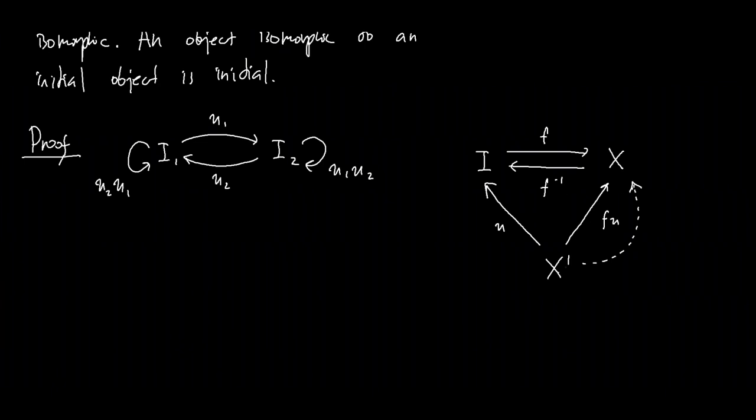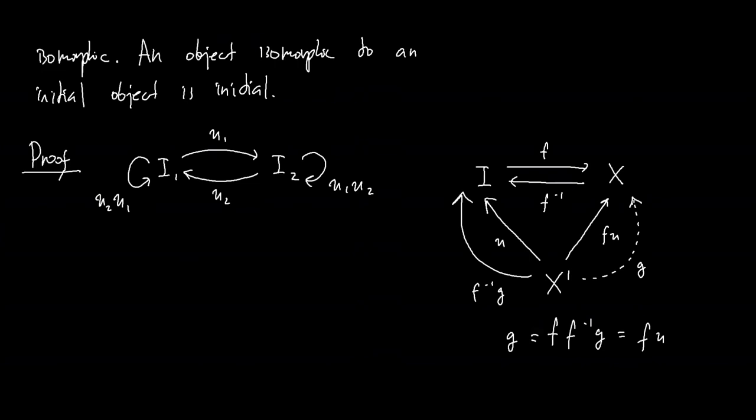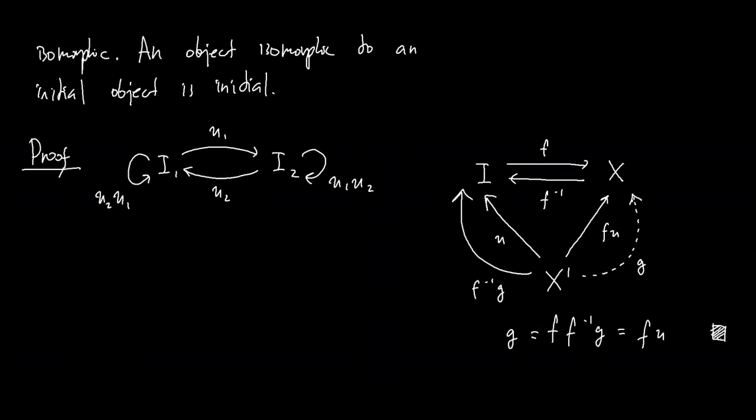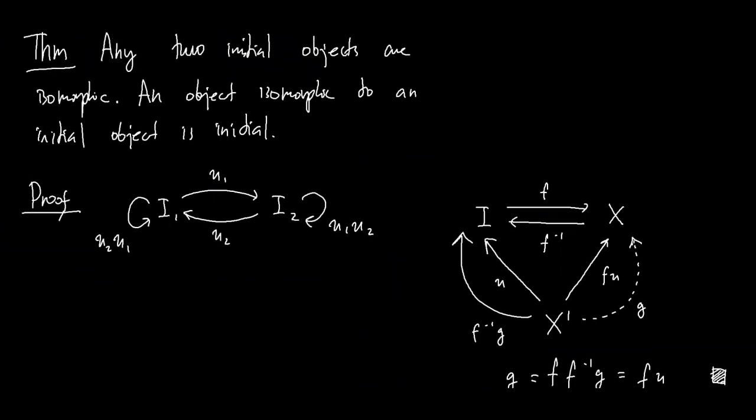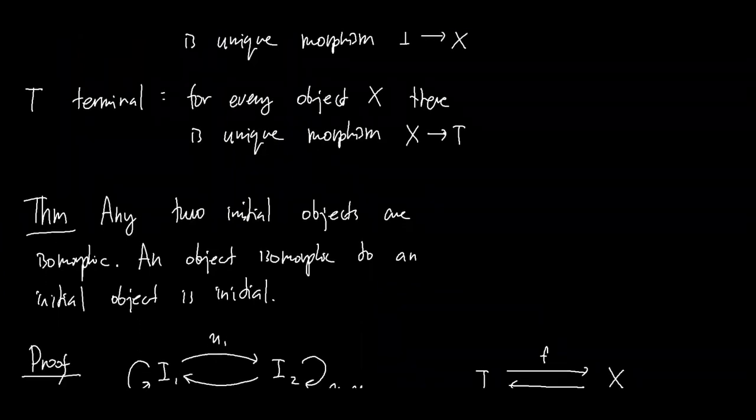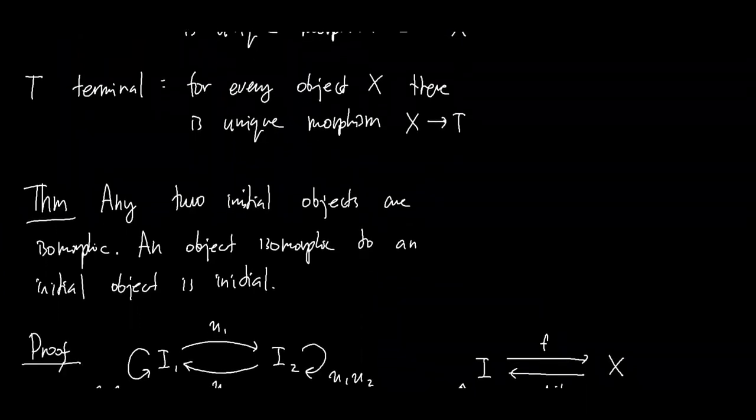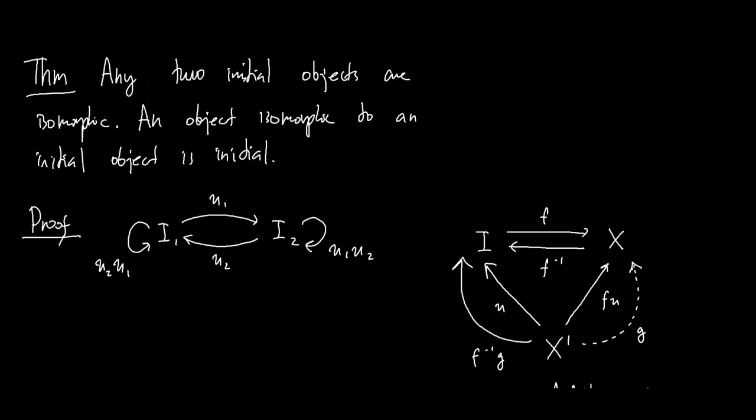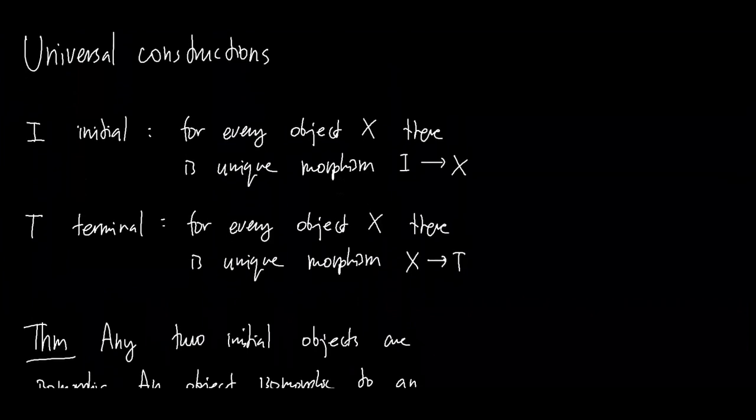But then you can transport it back by the inverse, right? So if there's another arrow here, G, this can be composed with F minus one to get an arrow F minus one G. Then you know these two arrows are the same because I is an initial object. And then when you further compose with F, of course, F and F minus one cancel because F is an isomorphism, and so you get G equals the first arrow. So that completes the proof. And then by applying this theorem for the dual category, we get a similar theorem for terminal objects. Now let's look at examples of constructions that arise as initial or terminal objects in a certain category.